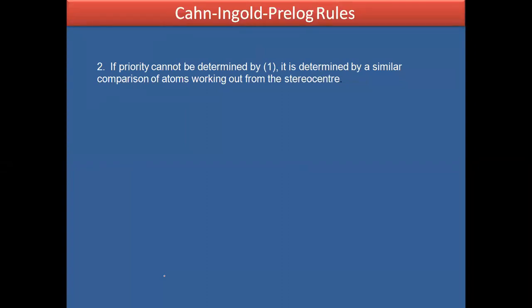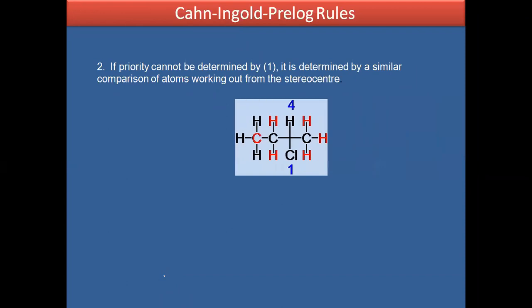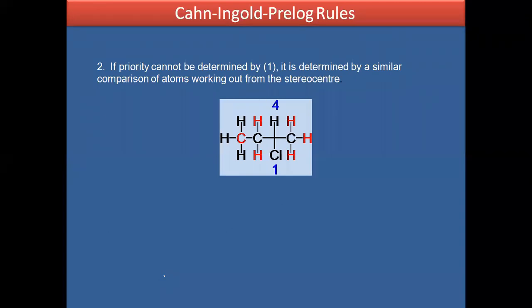There is some problem with the same atoms directly attached to the asymmetric carbon atom. In that case, we are unable to determine the priority. In that case, there is a second rule in sequence, given by the Cahn-Ingold-Prelog system. For example, here this is an asymmetric center. Chlorine is present, this methyl part is present, and this ethyl part.